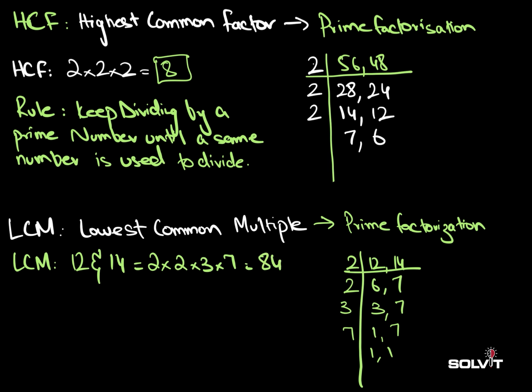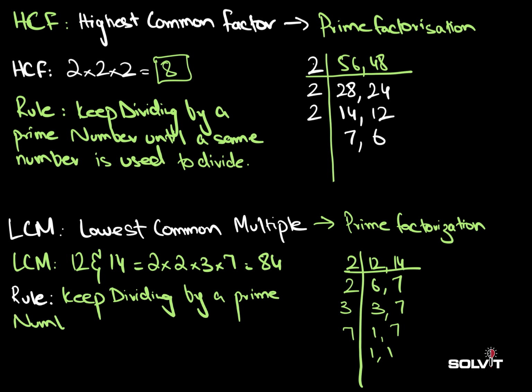So the rule for this is keep dividing by a prime number till each number becomes 1.